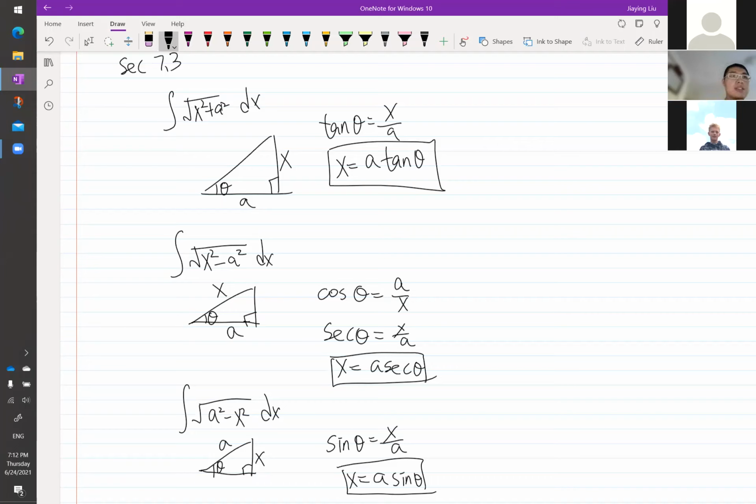When you work on problems like this, definitely keep the right triangles. Later on you're going to use it again at the end after you find the antiderivative in terms of theta. You're going to have to translate it back in terms of x by using the sides of the right triangle.